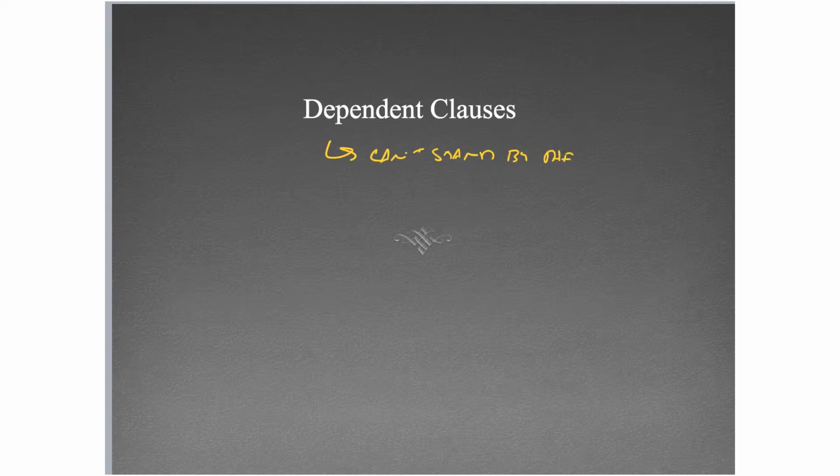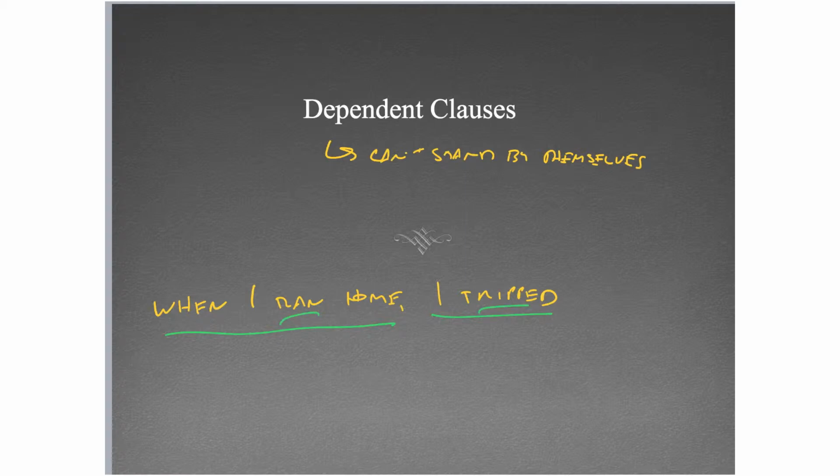So dependent clauses are clauses in that they have a verb, but they are not sentences in that they can't stand by themselves. So, when I ran home, I tripped. All right, so both of these are clauses, right? I tripped is a clause, when I ran home is a clause, because they each have a verb, ran and tripped. But only one of them can be a sentence, right? So I tripped is the one that can stand by itself. All right, and that makes it an independent clause, obviously, and then we have dependent clauses.